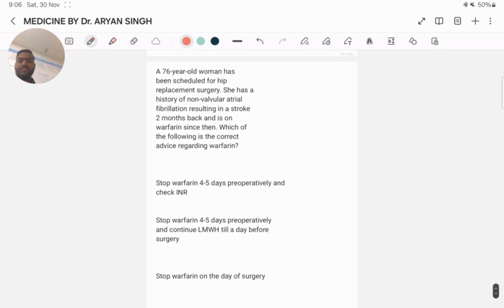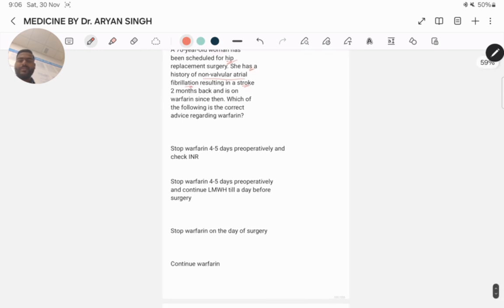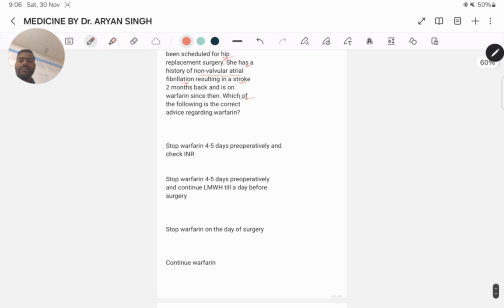Next question: a 76-year-old woman has been scheduled for hip replacement surgery. She has a history of non-valvular atrial fibrillation resulting in a stroke 2 months back and she has been on warfarin since then. Which of the following is the correct advice regarding warfarin? Stop warfarin 4 to 5 days pre-operative and check INR. Stop warfarin 4 to 5 days pre-operative and continue LMWH till a day before surgery. This is the best answer.